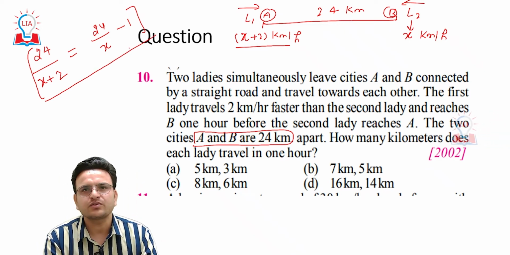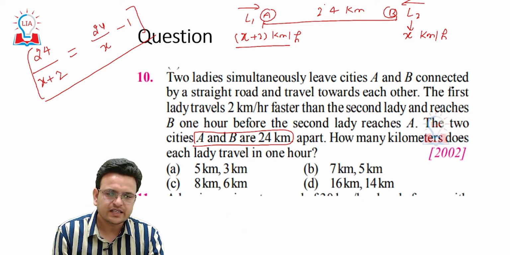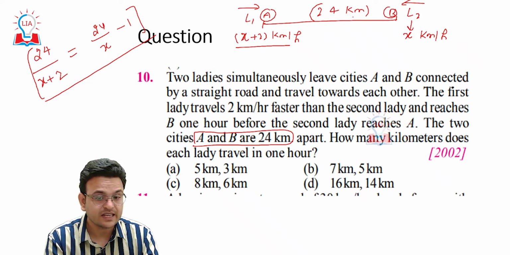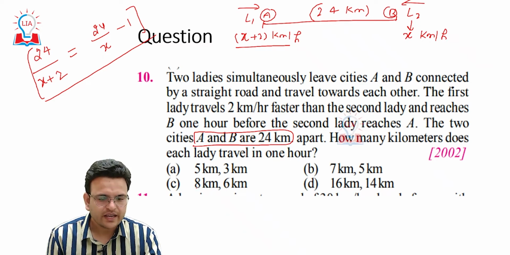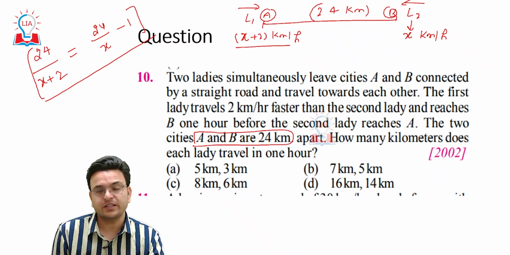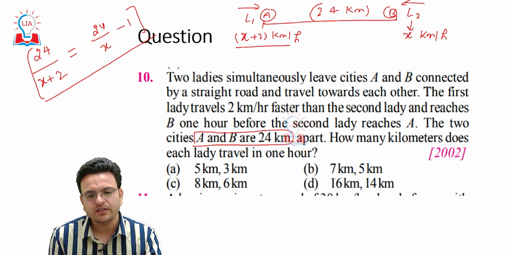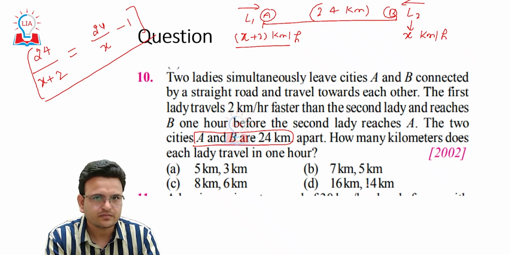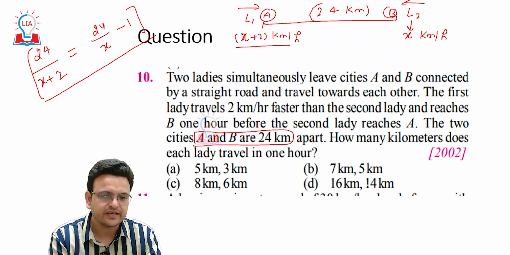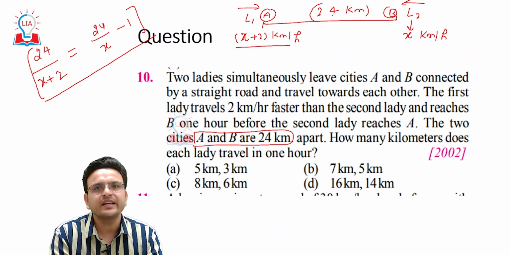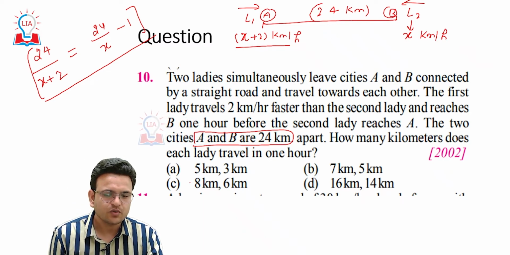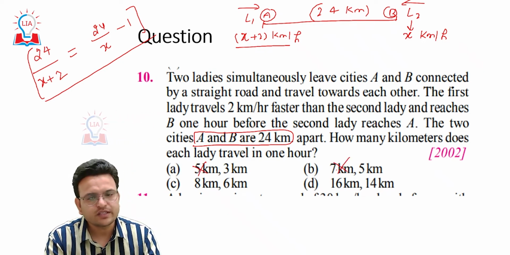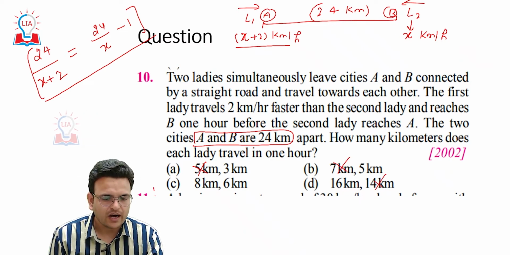Second way to solve this particular question very easily. Here we have a distance 24. This distance must be divisible by the given speed. The speeds of the two ladies can be 5 kilometer, 3 kilometer; 7 kilometer, 5 kilometer; 8 kilometer, 6 kilometer; 16 kilometer, 14 kilometer. Whatever speed is given, it must divide the given distance. 24 is not divisible by 5, 7 or 14. So the answer must be C.